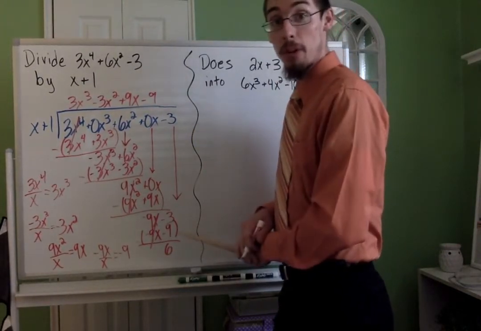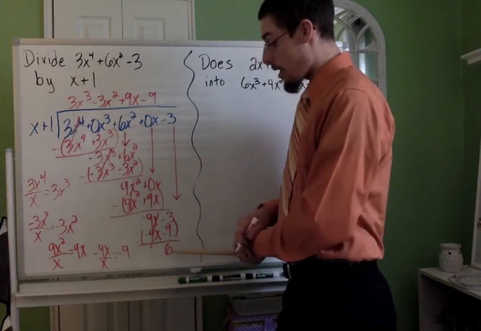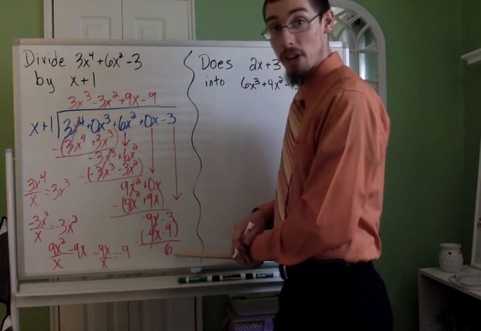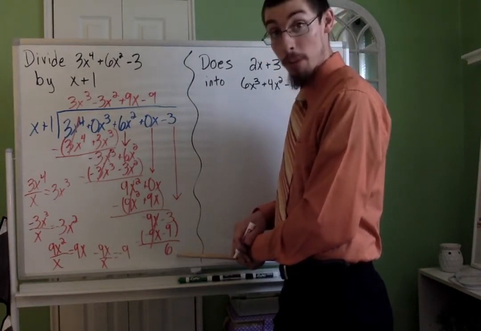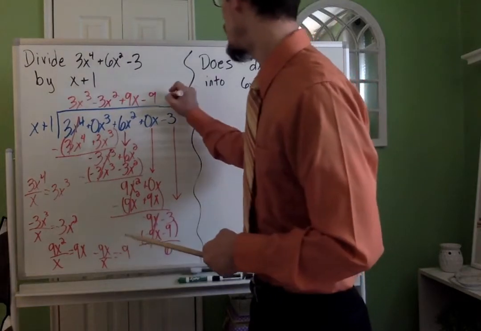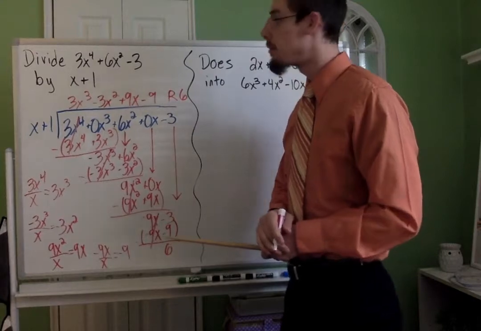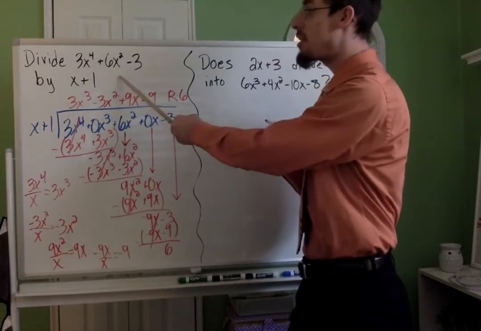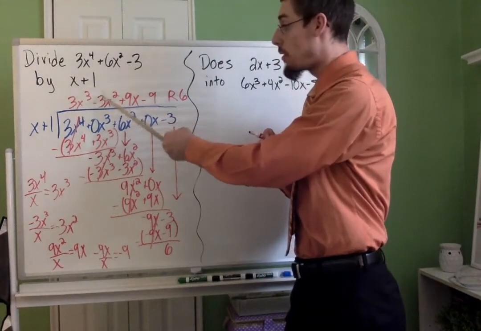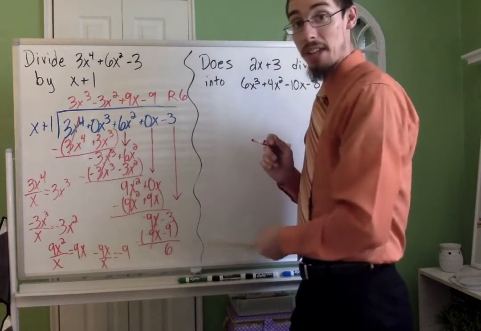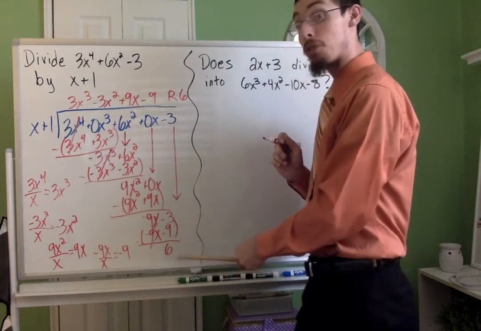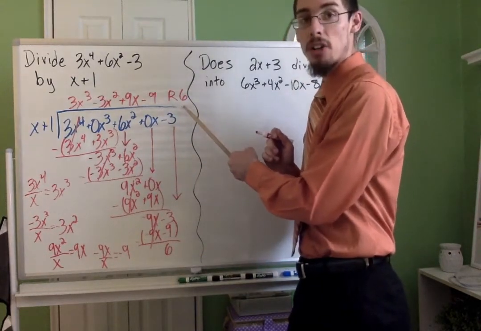Now at this point I'm done, right? There's nothing else to bring down. That means I have a remainder. And for our purposes, all you're going to do is put remainder 6. So when I did the division, I just go through this whole process, but at the end, if there's a remainder, I just put remainder 6.